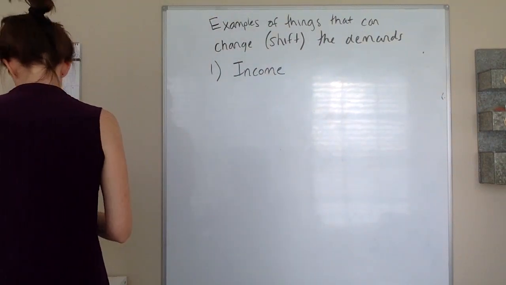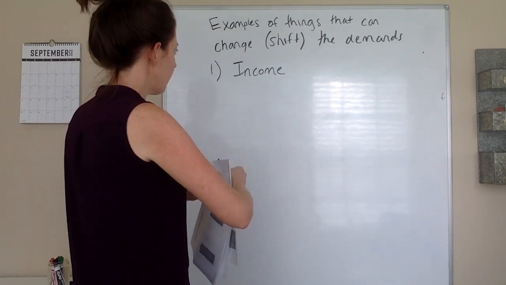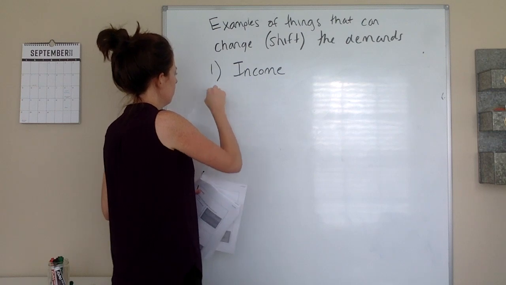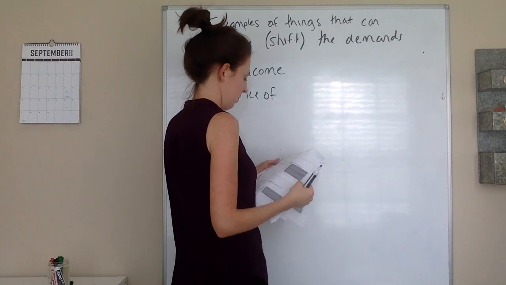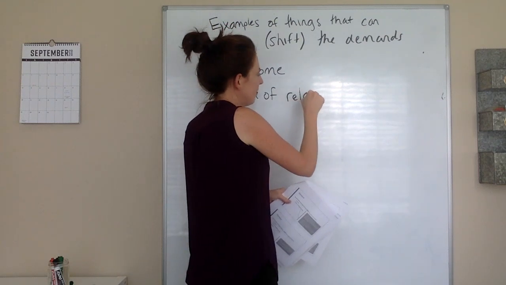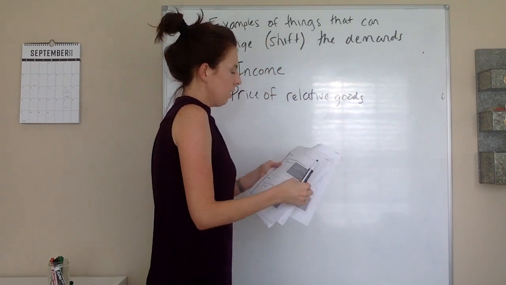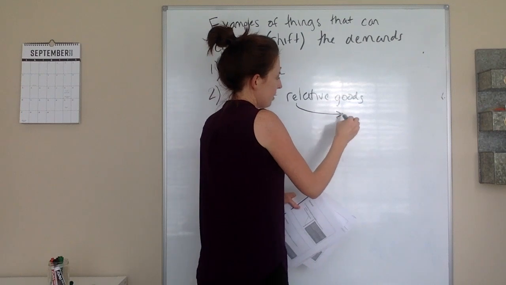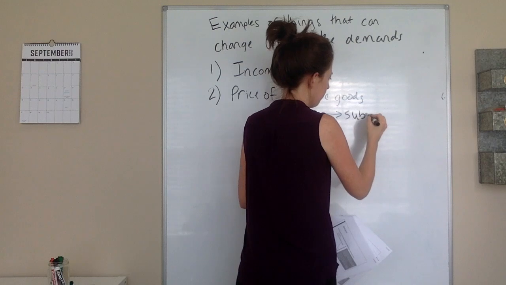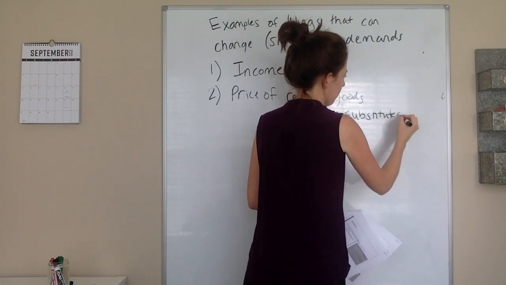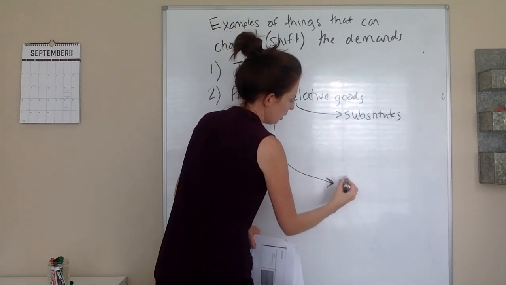Okay, thing number two, flip the page, is the price of relative or related goods. Okay, here there's going to be two definitions nested inside here. So the first definition is substitutes. And the second definition is going to be complements.